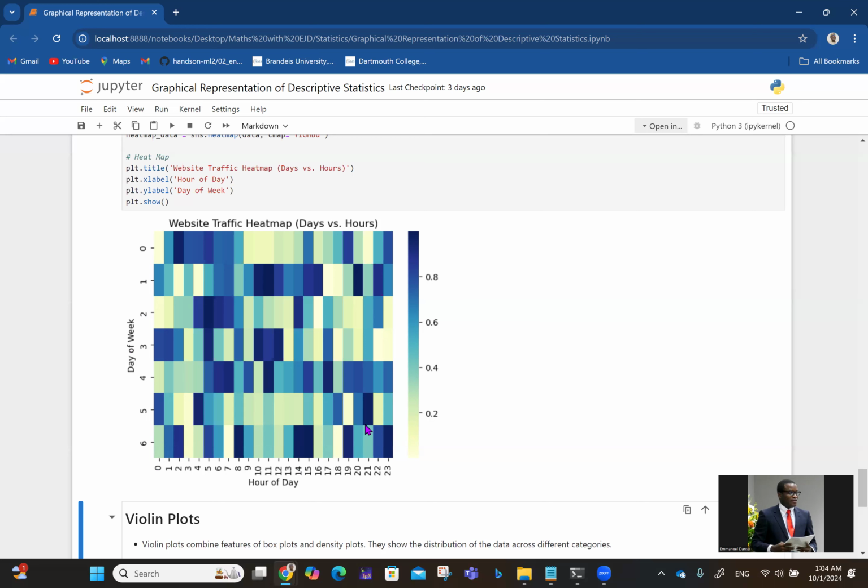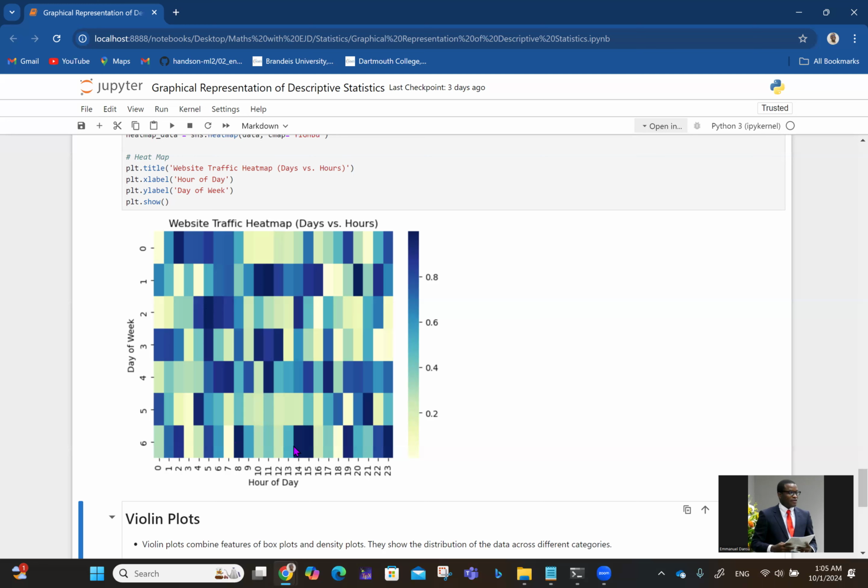Now, from what you can see, if you look at this bar, this is the color map that shows you what the colors indicate. So the darker the color is, the higher the traffic. So you can see there's a lot of traffic on Sundays around 2 a.m. rather, then you can jump here and see, okay, you have a lot of traffic around 5 p.m. on Wednesdays and so on and so forth.